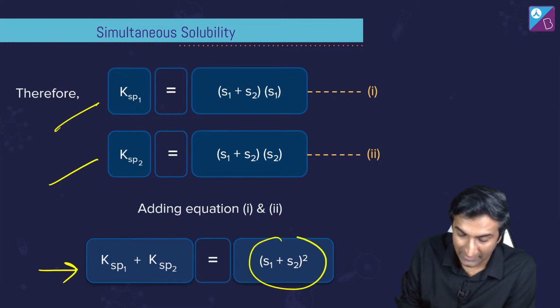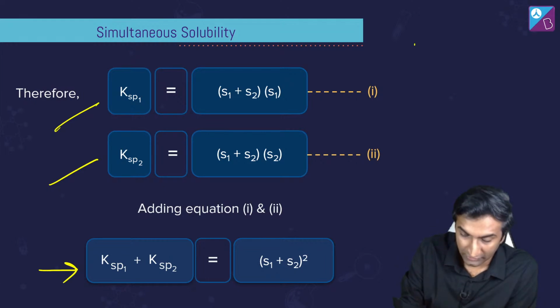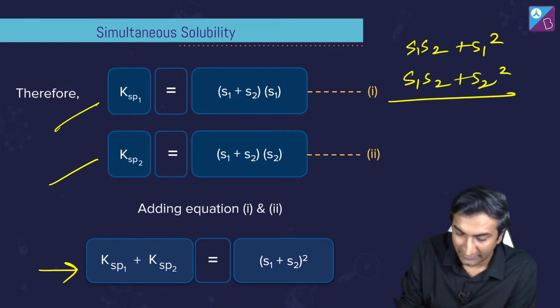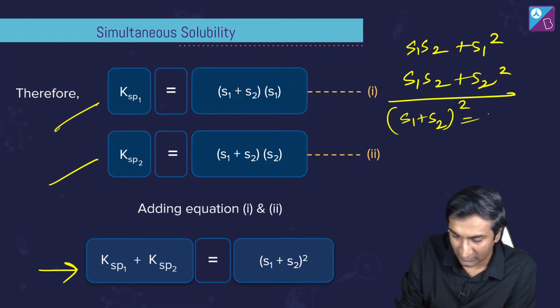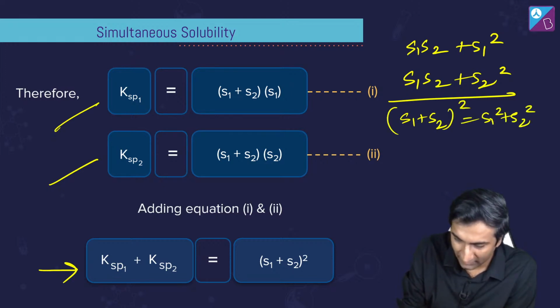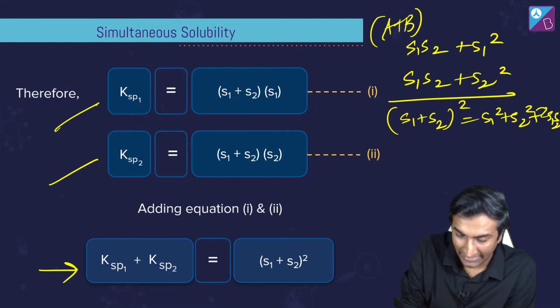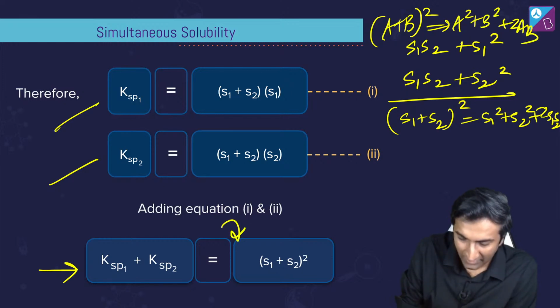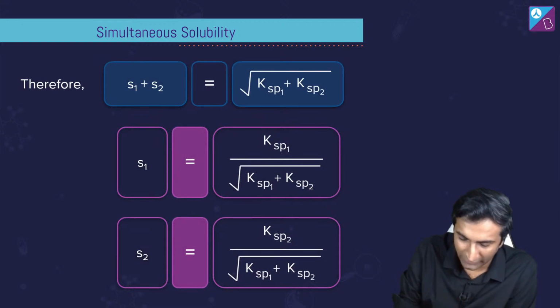दोनों को ऐड करने पे ये मिल जाता है. How do I get this? देखो. This is S1 S2 plus S1 square. यहाँ पे S1 S2 plus S2 square. If you add both of these up, this is just like saying this is S1 plus S2 the whole square, which is S1 square plus S2 square plus 2 S1 S2. ठीक है? A plus B whole square का मैंने फॉर्मूला निकाला, which is A square plus B square plus 2AB. यही चीज हमने यहाँ पे लिखी है. Now from this you can also get this root ये सब आता है.